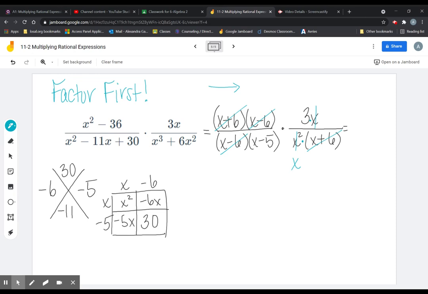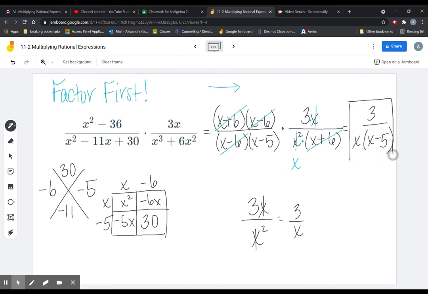Because it's kind of like having what we started the chapter with, 3x over x squared. What we would do is cancel and just get 3 over x. So that's the same idea up here. And our final answer, the 3 wasn't canceled out, and an x, loose x, and then x minus 5. So that's my final answer.